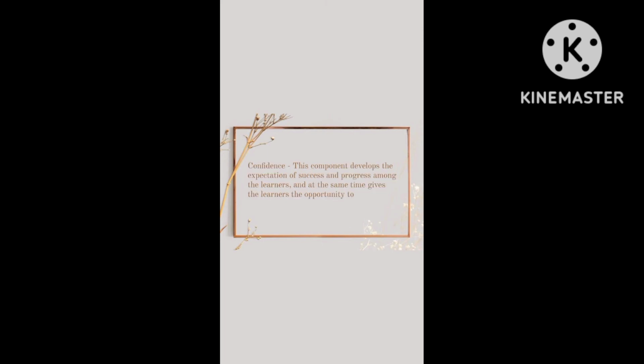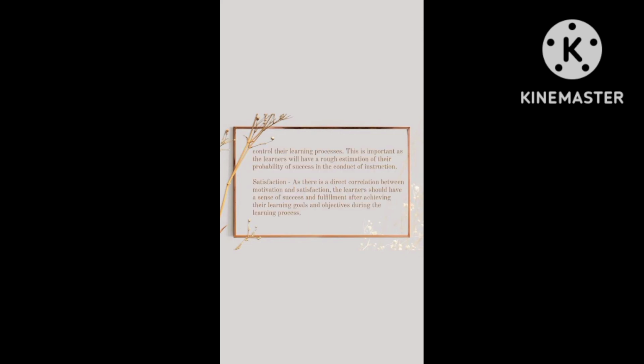And the third is confidence. This component develops the expectation of success and progress among the learners and at the same time gives the learners opportunity to control their learning processes. This is important as the learners will have a rough estimation of their probabilities of success in the conduct of the instruction. The last one is satisfaction, as there is a direct correlation between motivation and satisfaction.